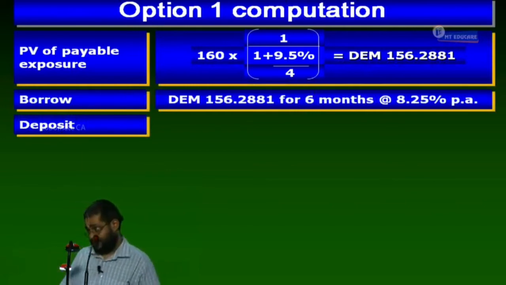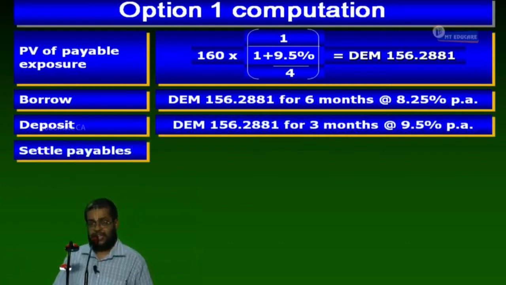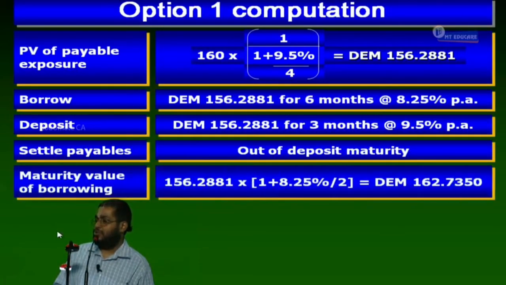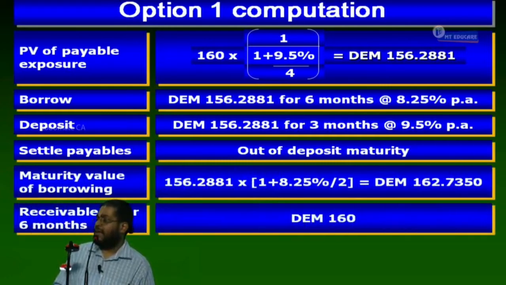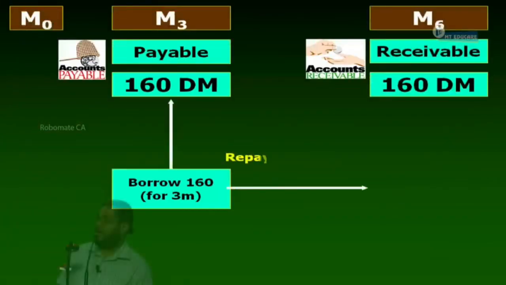The same money I'm going to do what? Deposit for how many months? 3 months at 9.5. Which will mature first? Deposit. The deposit will mature to how much? 160, which can be used to settle my payable. The borrowing will mature to 162.74, as you said. That can be settled using what? Receivables. And the unnetted exposure is going to be how much? 2.735. That requires hedging. That's an elaborate answer. Right or not?